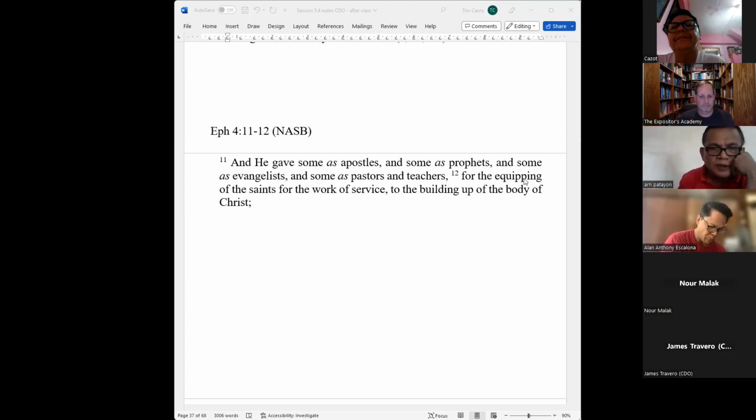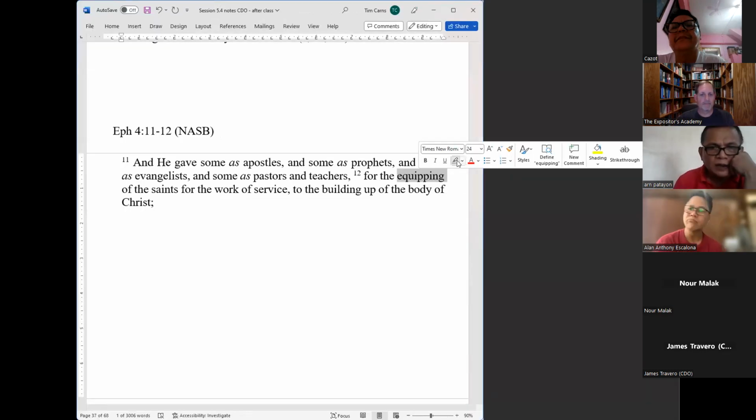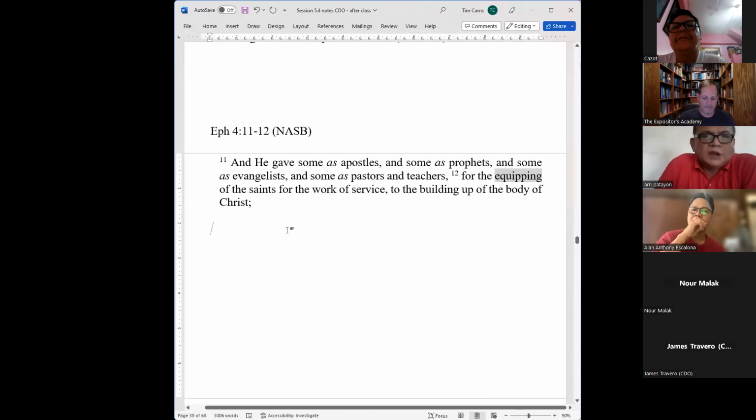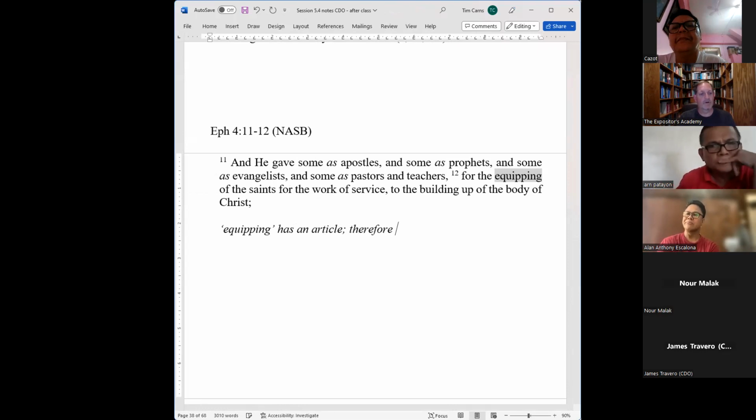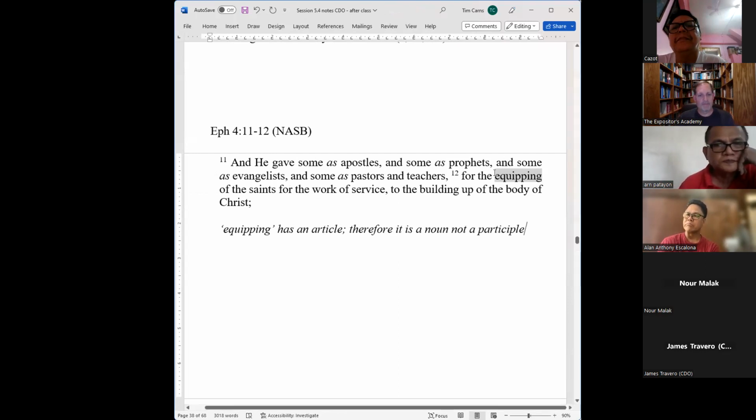Equipment and building are followed by the article, therefore they are not participles. Am I right? Correct. It has an article. Therefore, it is a noun, not a participle. Okay? Good. Any other possibilities?